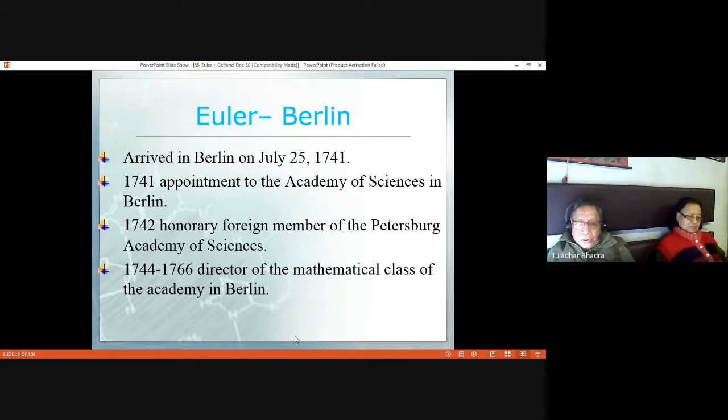From 1744 to 1766, about 23 years, he became the director of the mathematical class of the Academy of Berlin. Now, this Academy of Berlin is very prominent and very interesting. We'll talk about it many times today and sometime later also. He spent 25 years in Berlin, and those 25 years were very busy and productive.